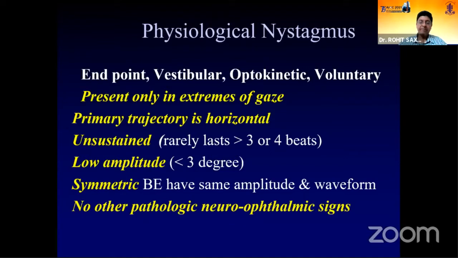Physiological nystagmus would be endpoint nystagmus, which is not uncommon to see, vestibular, optokinetic, and sometimes very smart children present with voluntary nystagmus. So the endpoint or most physiological nystagmus usually will present in extremes of gaze. The primary trajectory is horizontal. They are not sustained for too long. They kind of dampen out after a few beats. They're low amplitude and symmetric, in that they have the same amplitude and waveform in both the eyes. And of course, no other pathological neuro-ophthalmological sign is present.